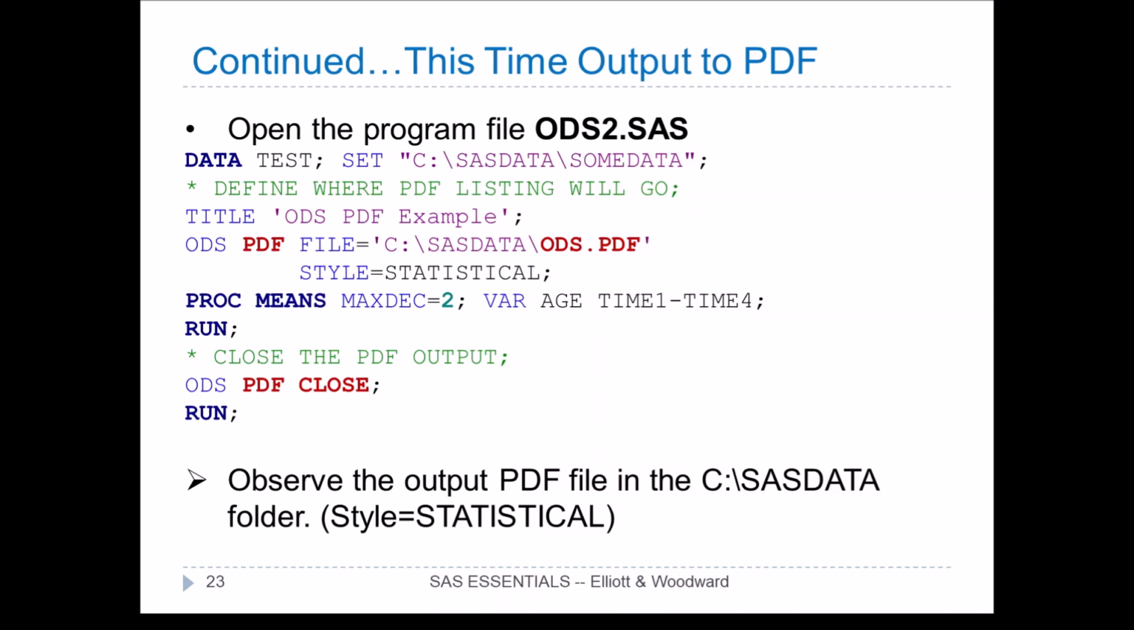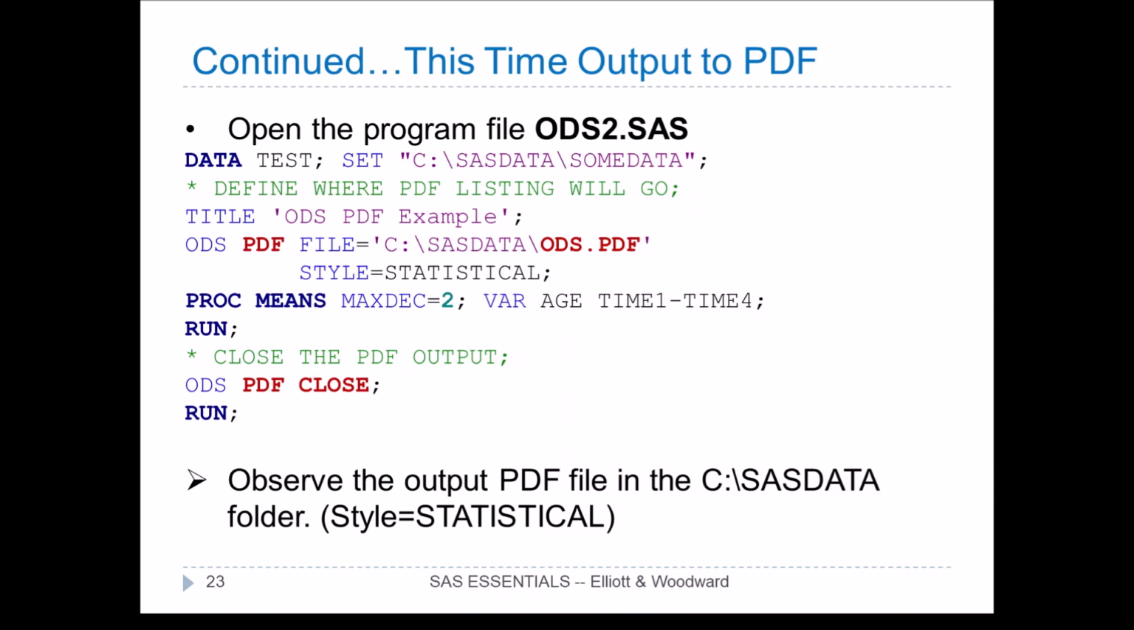All right, now let's look at creating PDF output as another example. So here I'm going to create a file. First of all, open up ods2.sas. I'm reading in some data and calling it data test. ODS PDF. Notice that I'm using ODS PDF and the extension on the name of the file I'm creating is ods.pdf. So those have to match. Then I'm doing a regular proc means as I've done before, and I close with ODS PDF close when I'm finished with the procs that I'm going to use.